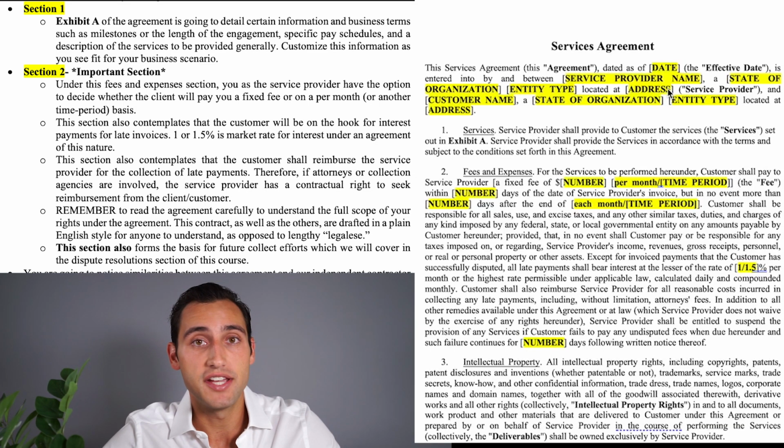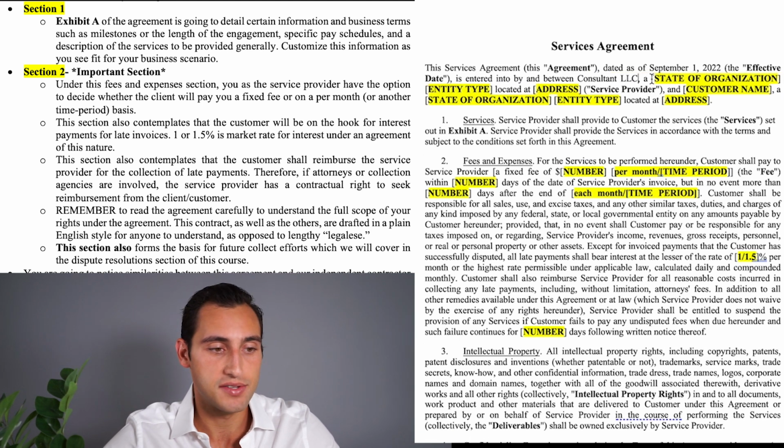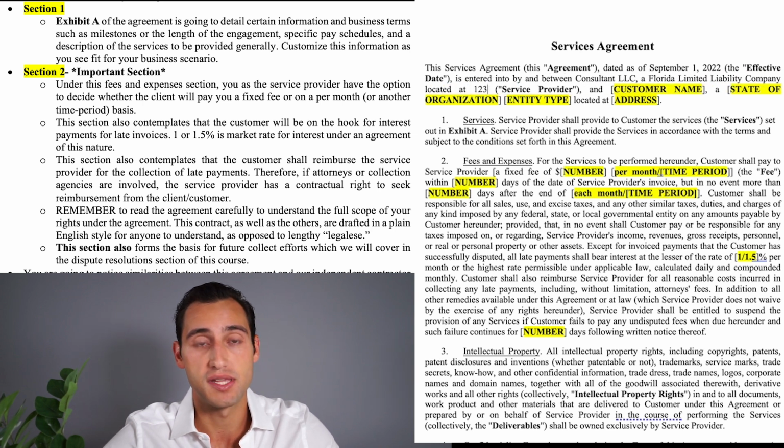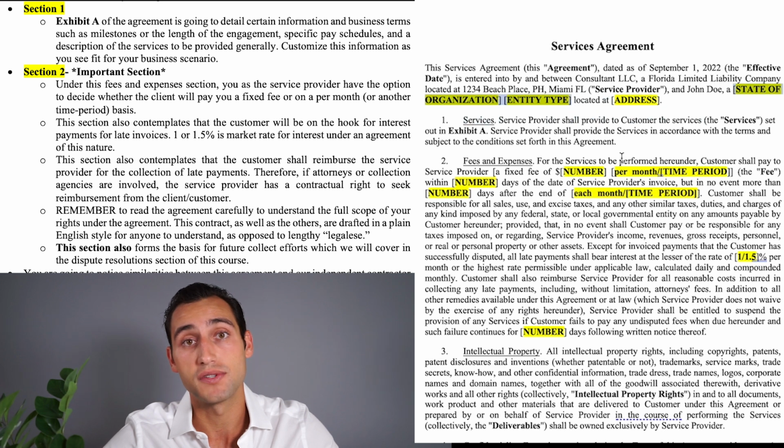So now let's jump into the agreement itself. Exhibit A of the agreement, under Section 1, you're going to see that it's referenced, is going to detail certain information and business terms such as milestones or the length of the engagement, specific pay schedules, and a description of the services to be provided generally. Customize this information as you see fit regarding the particular business relationship. So in Exhibit A, detail all the little variable terms that aren't covered by your standard document they're going to use for your various clients.